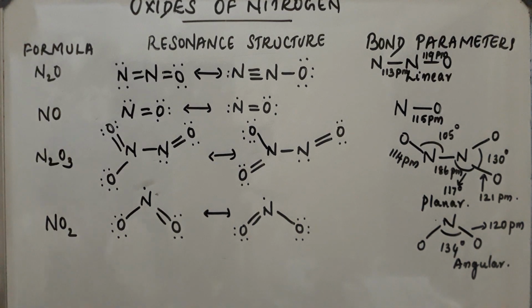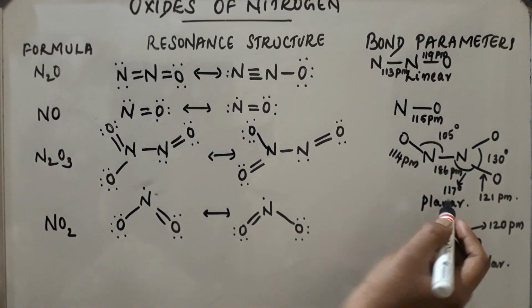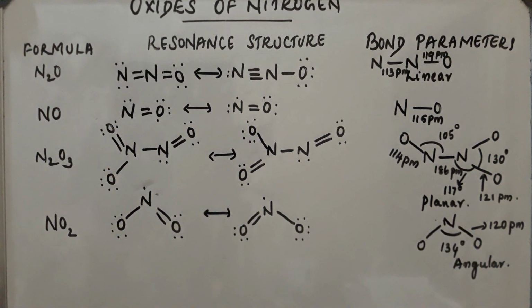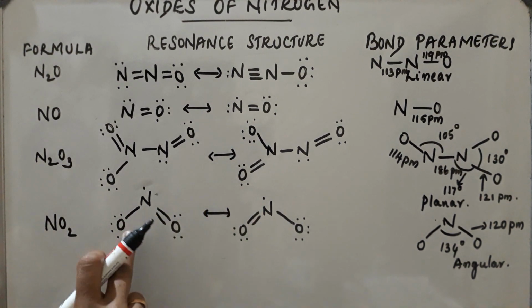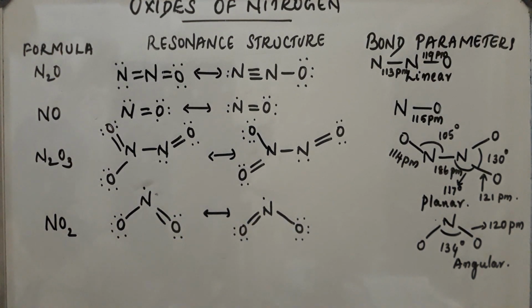So what is the shape? It is planar in structure. Okay, next NO2. Here nitrogen contains single electron. Okay, it is not paired. So from this we can see that it is less stable. Okay, if an atom contains unpaired electrons, that compound will be less stable. That we will discuss later. So it will dimerize and get converted into N2O4.